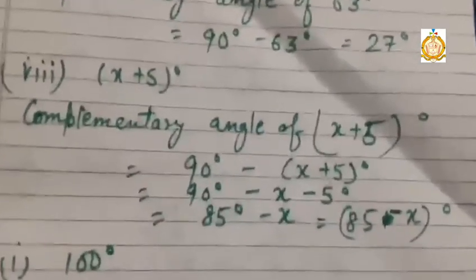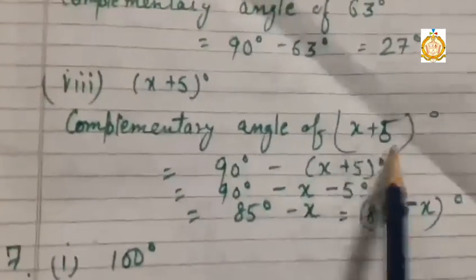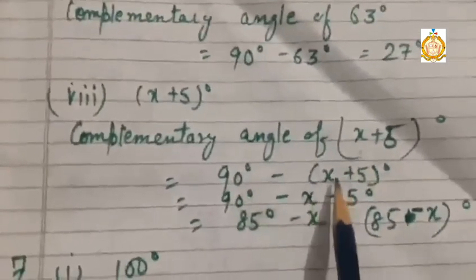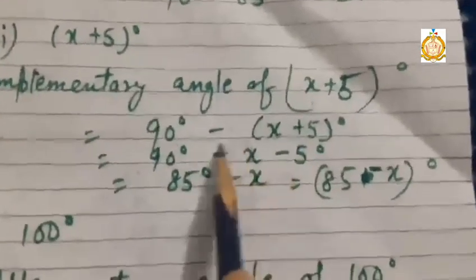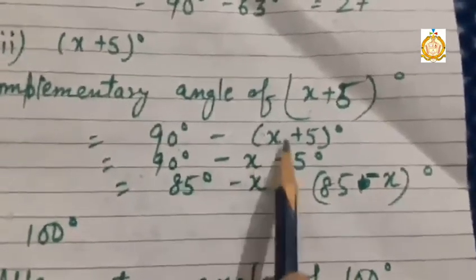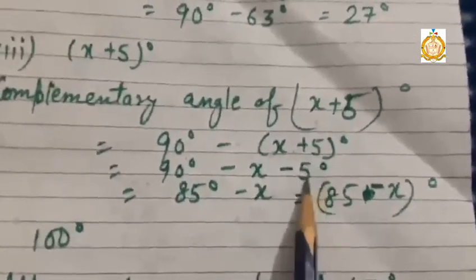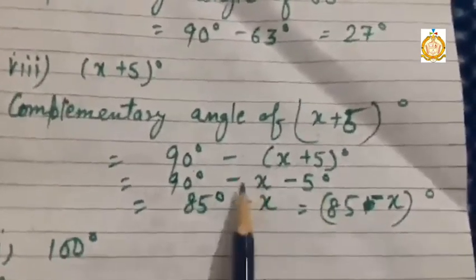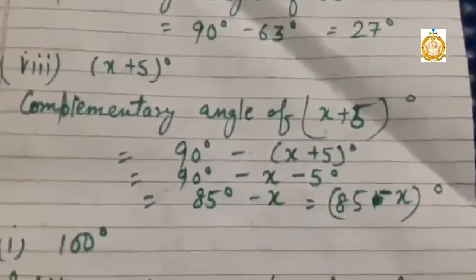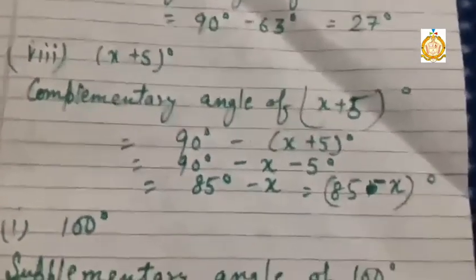Next is, we have to find the complementary angle of x plus 5 degree. So we can write complementary angle of x plus 5 degree is equal to 90 degree minus, in bracket you can write x plus 5 degree. And when there is minus sign before the bracket, and when we open the bracket, the signs alter, means positive x would now become negative x, and positive 5 would become now negative 5. 90 minus 5 degree is 85 degree, and writing minus x as such. So our complementary angle is 85 degree minus x.